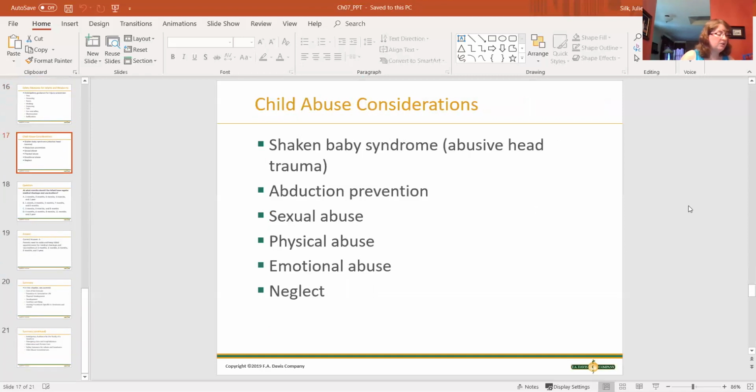All right, and then this talks about child abuse considerations. So shaken baby syndrome is a big one. With shaken baby syndrome, head trauma results from injuries caused by vigorously shaking the baby. The anatomy of infants puts them at risk for injury from this kind of action. Most victims are infants younger than 1 year old, and the average is between 3 and 8 months.